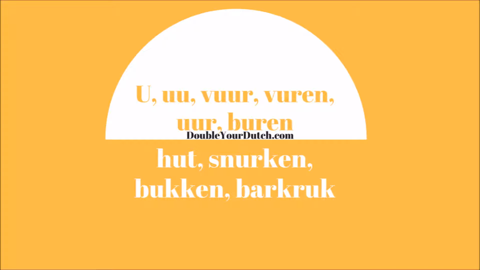Uren is fires, uur is hour, and buren is neighbors, by the way. But there's also a short version you can see in hut, sturken, bukken, barkruk. Hut is hut, sturken is to snore, bukken is to bend over, and barkruk is barstool. So again, the usual same principles. You can do the syllable trick if you want to check it out, and double U, just like double O, double E, double A, is always the long sound.